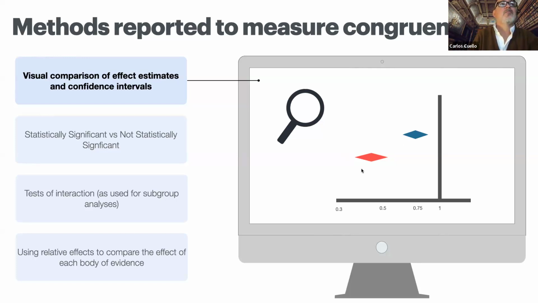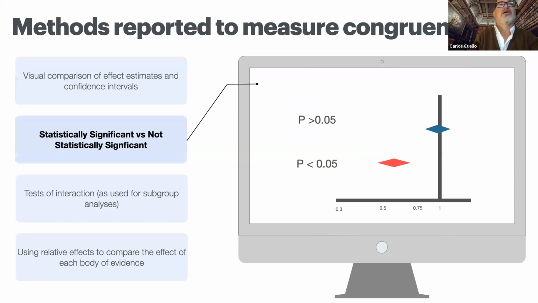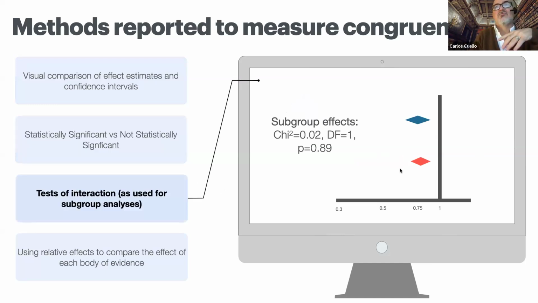So, for example, we see that they use visual comparisons, as in this case, or they use statistically significant results versus not statistically significant results. So if you cross this line, you are not statistically significant, versus this one, and they will consider this a discrepancy. Or they use tests for interaction as a group. So if you follow a p-value of 0.05, you are different, and if you are above, you're not different.